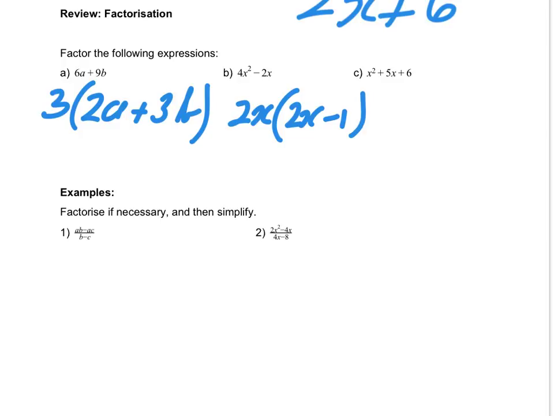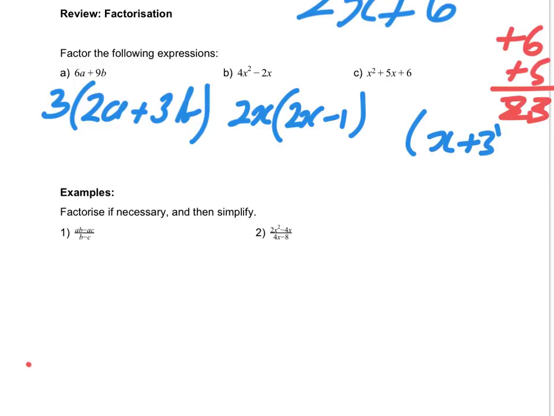And finally for part C, we remember that we need two numbers that add to give 6 and multiply to give 5. Sorry, hold on, let me see. Scratch that. Those numbers will be 2 and 3, so ignore me. So your factors are going to be x plus 3 and x plus 2.